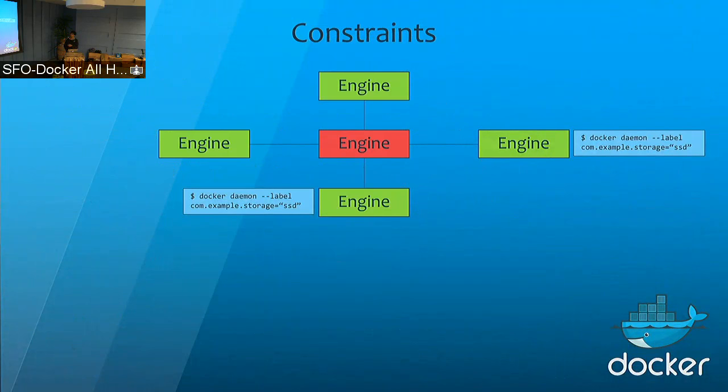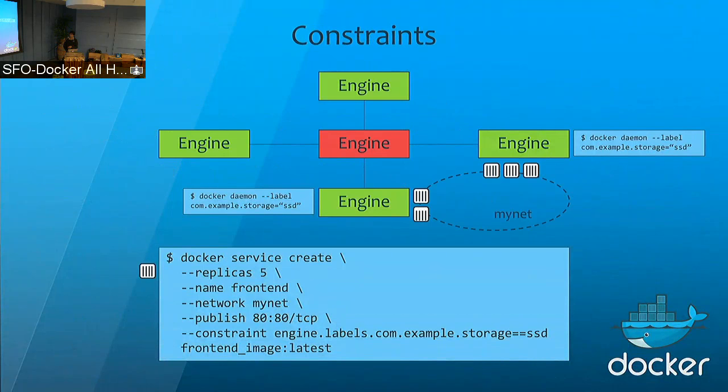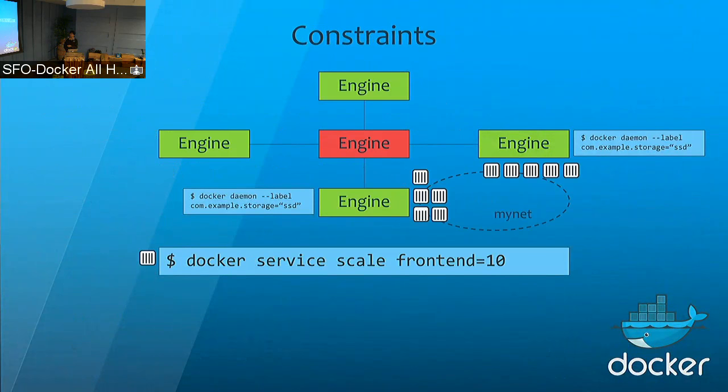You can also do more things like specify constraints. For example, if these two engines on the right were started with labels to indicate that they had SSD storage, and your containers in your service actually needed that, you could use labels. So you start these engines, and while creating your service, everything else is the same, except you specify a constraint saying that you want labels.storage == SSD to be satisfied. What that does is schedule all your containers only on nodes where those constraints actually hold. Obviously, this also holds if you scale your service. So if I scale it to 10, only these two nodes get used because of the constraint.